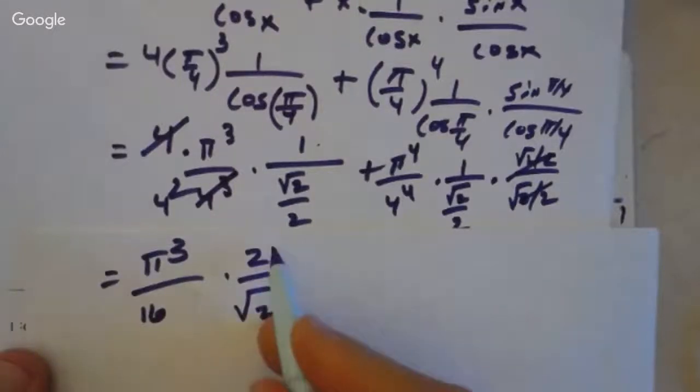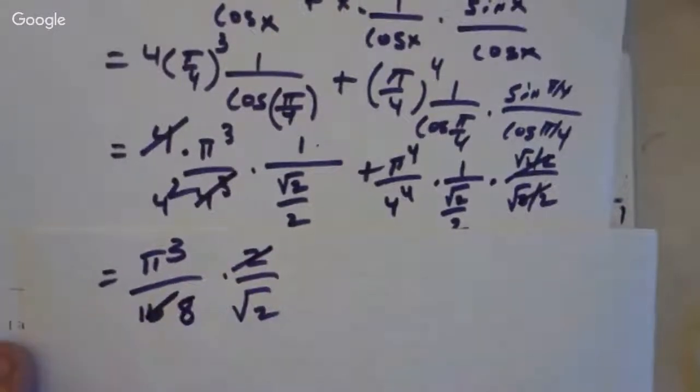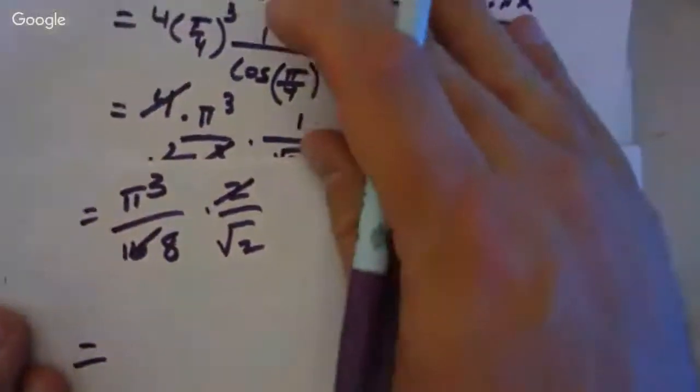Clean this up a little bit more. 16 and 2. So my first part of this horrible, ugly problem is pi cubed over 8 square root of 2. Okay.